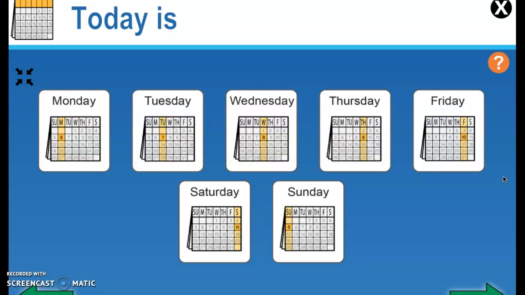Okay, we're going to start with today. So remember, this picture means today. So today is, does anyone know? It's Tuesday. Touch Tuesday. All right, let's say that in a sentence. Today is Tuesday. Today is Tuesday. Good job.